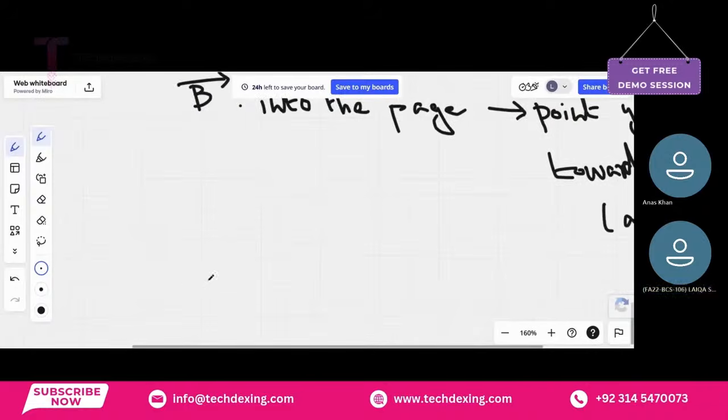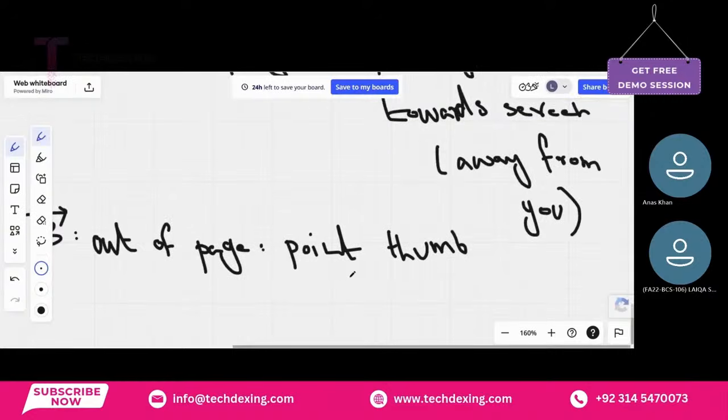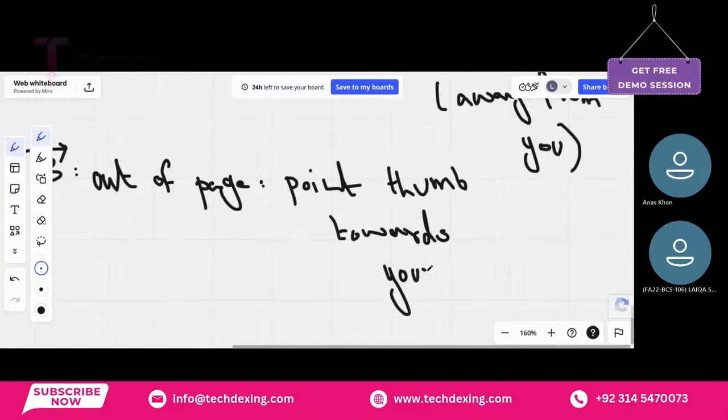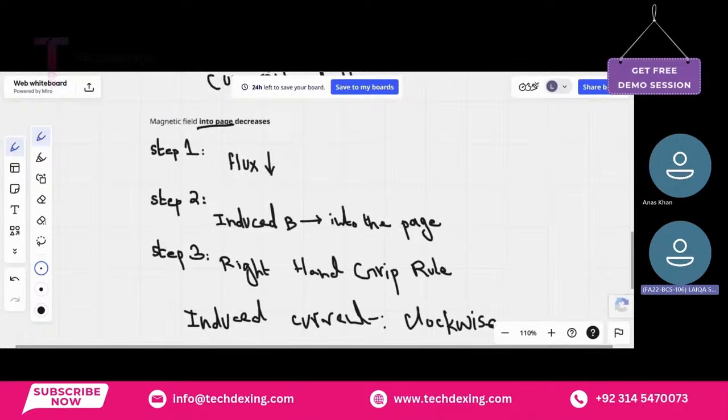And if we have the magnetic field which is coming out of the page, then we have to point our thumb towards ourselves. This is how we do this. Let's take another example.